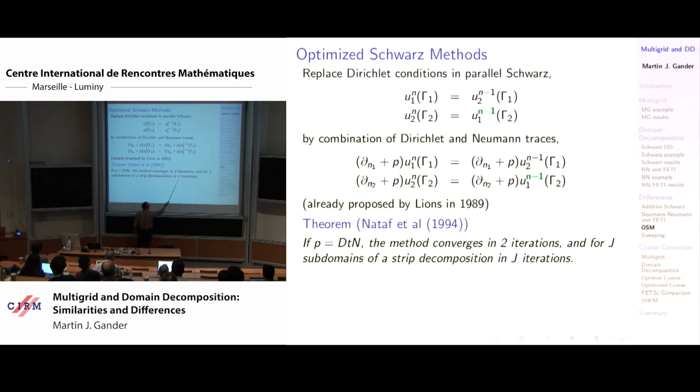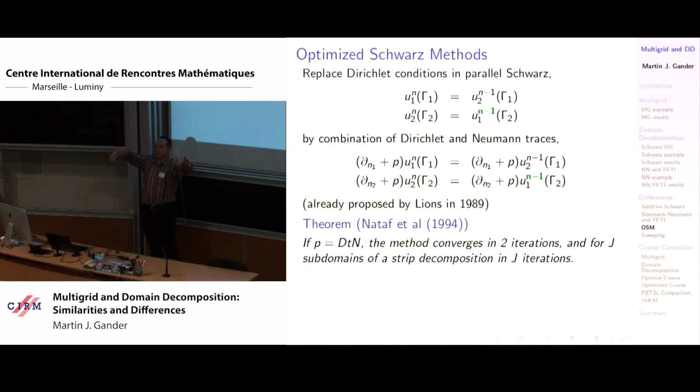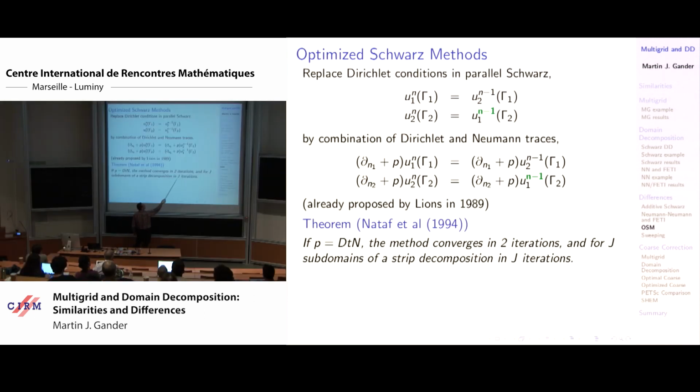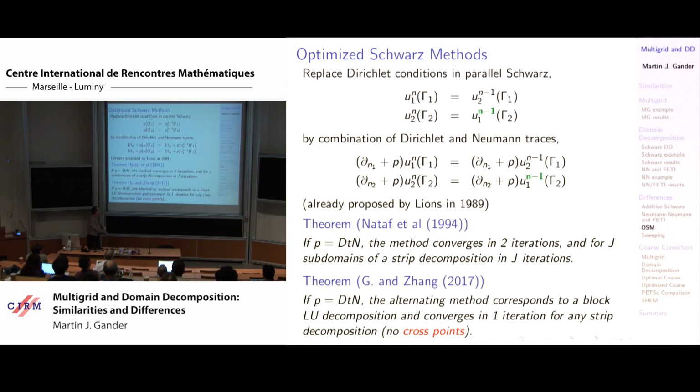And in addition, he shows that if the decomposition is a strip decomposition into J subdomains, then you have to iterate J times with this parallel method, and you still have a direct solver. After J iterations, you have the solution. Only more recently, we realized that in this case, when you use the Dirichlet to Neumann operator as the parameter, and if you do an alternating method, so you go from left to right, and then from right to left, it also is a direct solver.